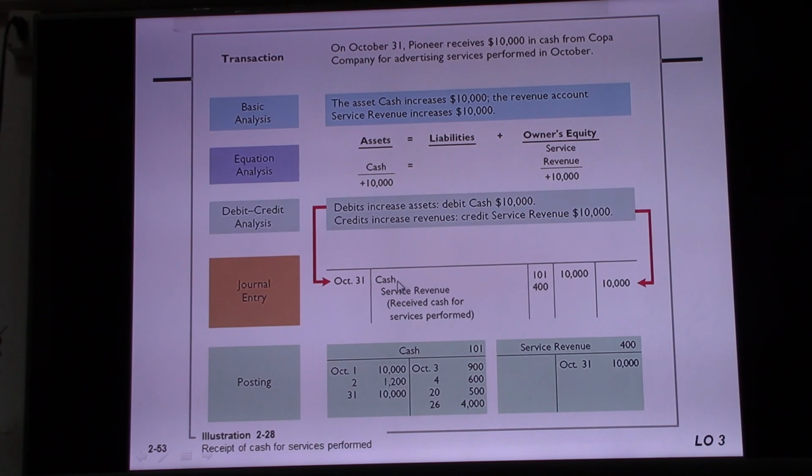Let's transfer this journal entry to the T account. So we will transfer cash, $10,000, from the debit side here to the debit side of the T account. Service revenue, $10,000 in the credit side, will be transferred to the T account of service revenue by the same value, $10,000.